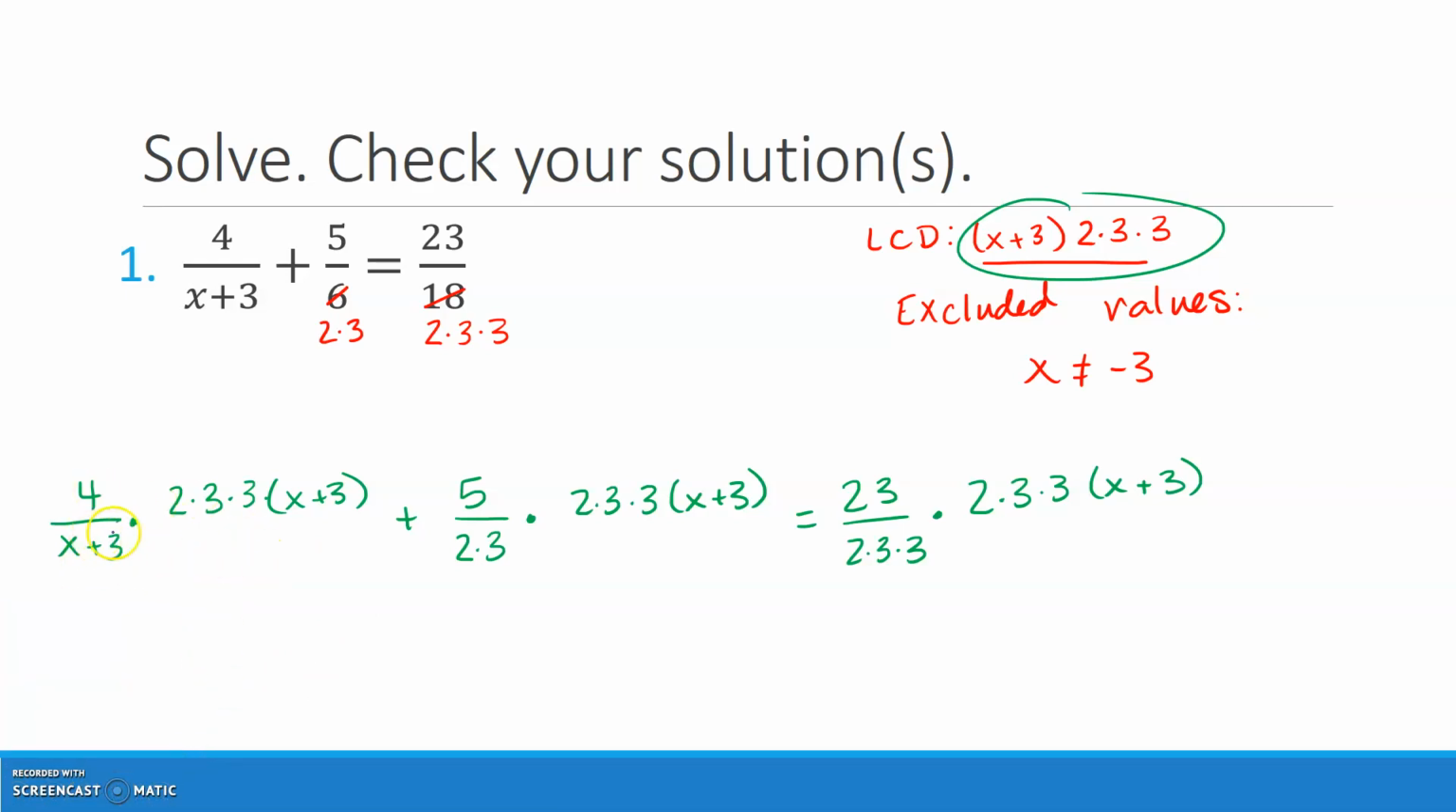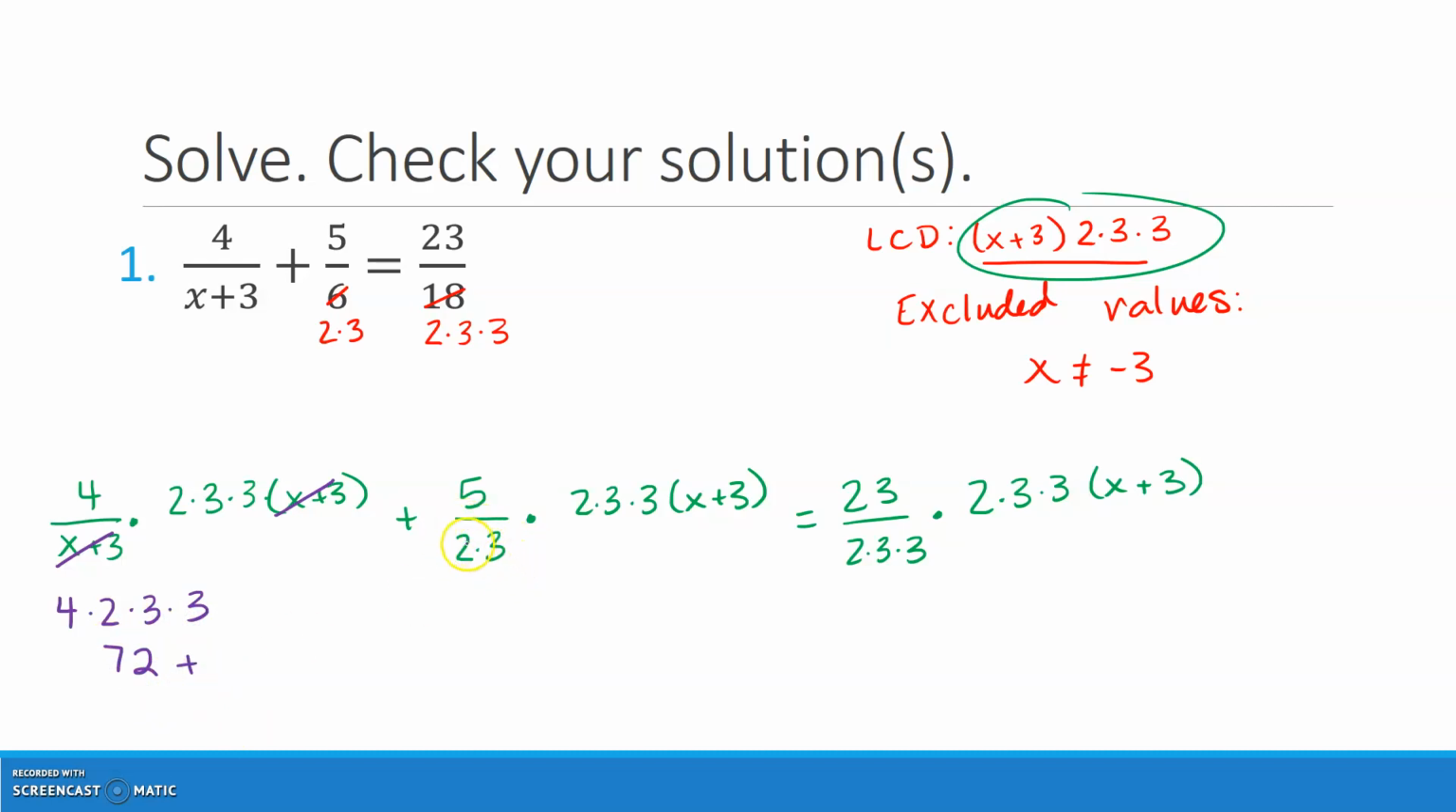for my first fraction, if I multiply this times my least common denominator and then divide it by x plus 3, the x plus 3 here and the x plus 3 here would cancel out. And we learned that when we were multiplying and dividing fractions, or rational expressions, sorry. And then I wouldn't have the denominator anymore. I'd only have 4 times 2 times 3 times 3 left, which is 72.